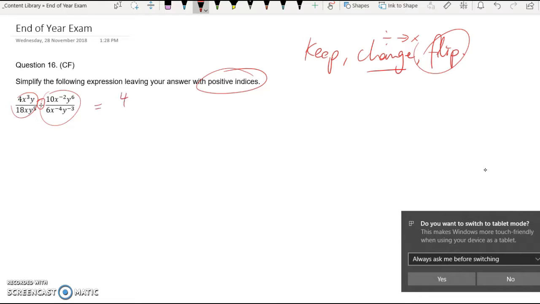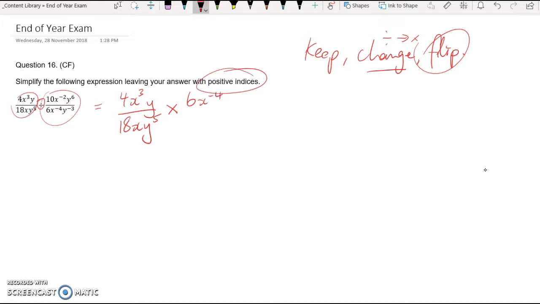So with this one, I'm just going to keep the first fraction the same as what it was. I'm going to change that divide to a times, and I'm simply going to invert, flip the second fraction. Righto, so that's the first step. Now, after that, we can do some cancelling.